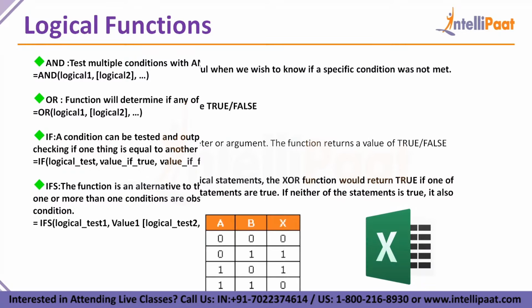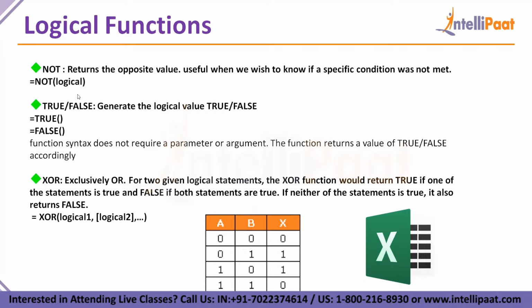So let's see some more functions over here. That is the NOT function, TRUE or FALSE functions, and the exclusive OR function. The NOT function returns the opposite value. So if a condition is satisfied, the value true is returned; if you use NOT over there, instead of true, it will return false. And if the actual solution for a particular condition is false, but you use NOT, the opposite of false is true. So true will be returned.